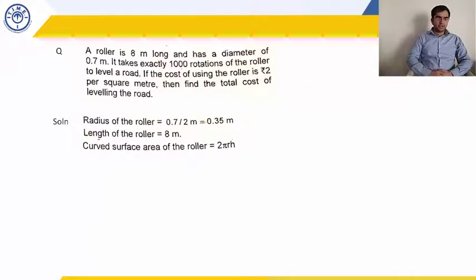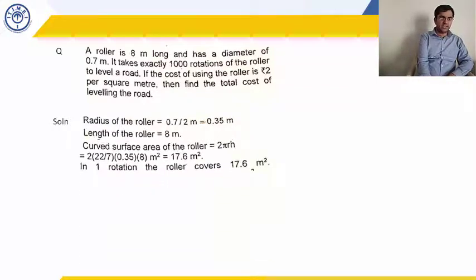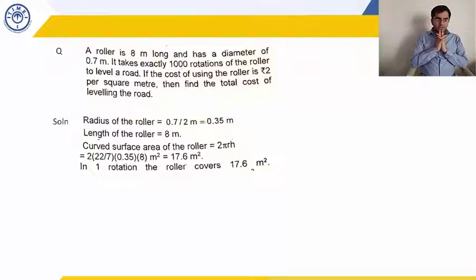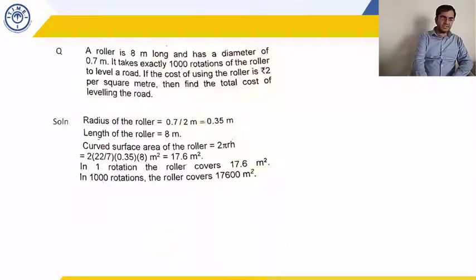Yes. So curved surface area is given as 2 pi RH. That's 2 pi into 0.35 into 8. So in one rotation, the roller covers 17.6 meters square. So in 1000 rotations, how much will it cover? Into 1000, that is 17,600 meters square.